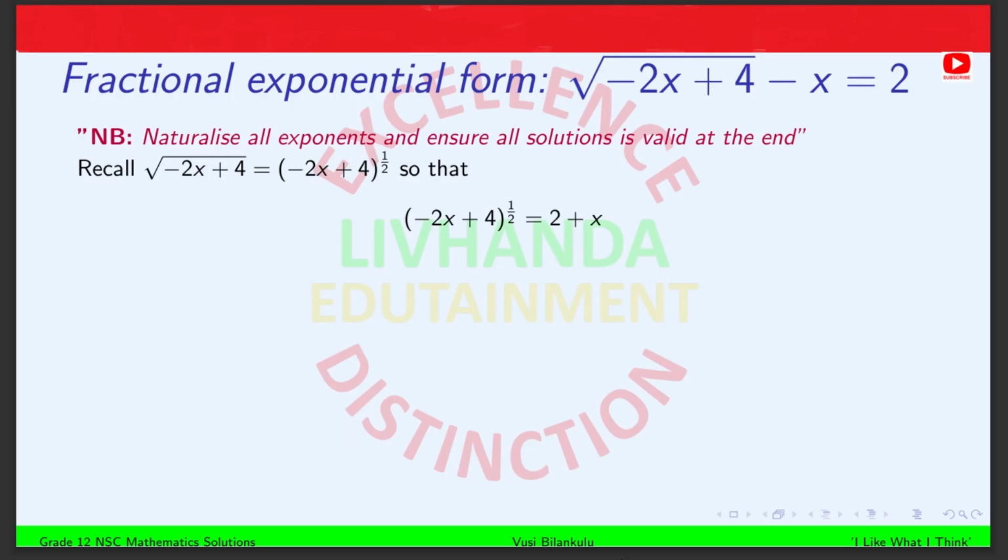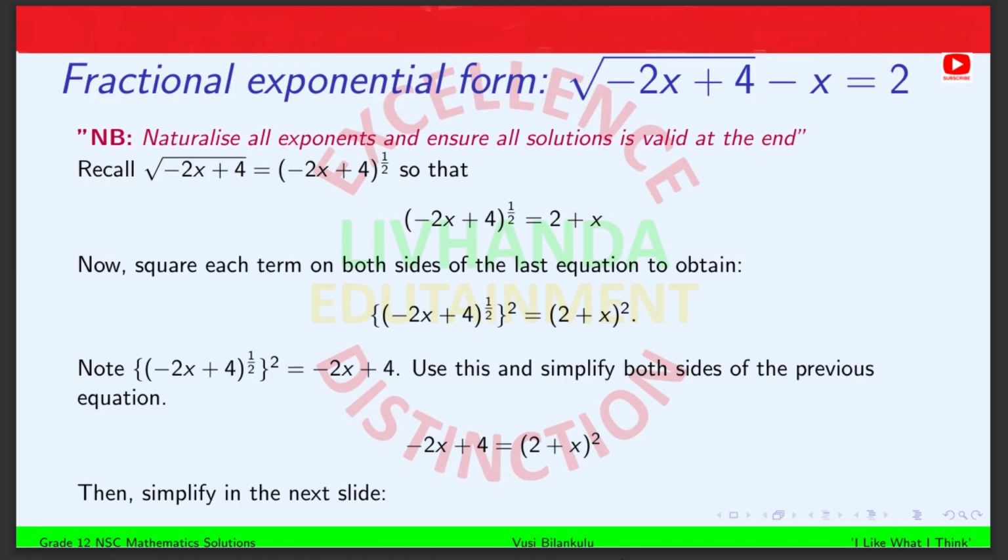Consider an expression with a square root that is defined as the square root of a sum of negative 2x and 4 minus x equal to 2. Note that a square root of a function is like raising a function to an exponent of a fraction of 1 over 2. Then square each term on both the left and the right side of the equation. The equation becomes negative 2x plus 4 equals the square of the sum of 2 and x.